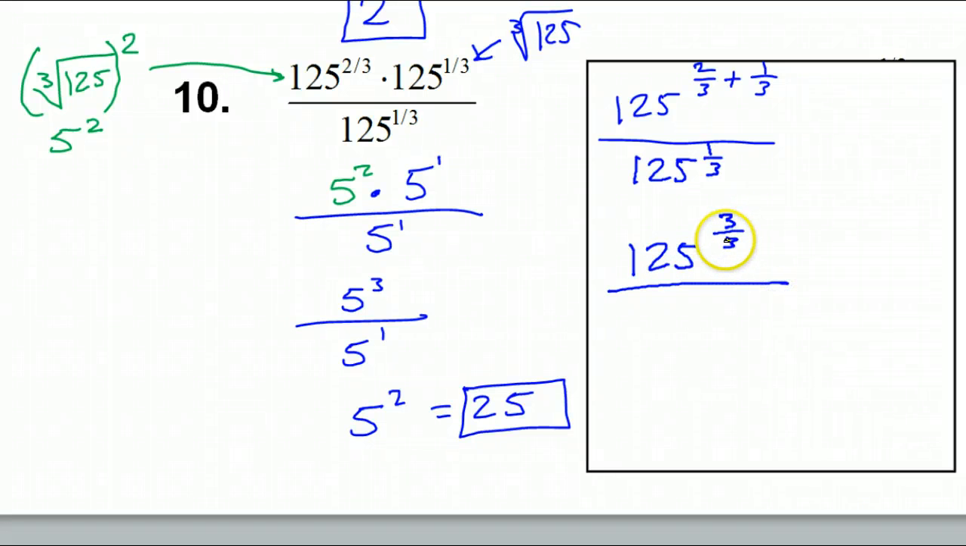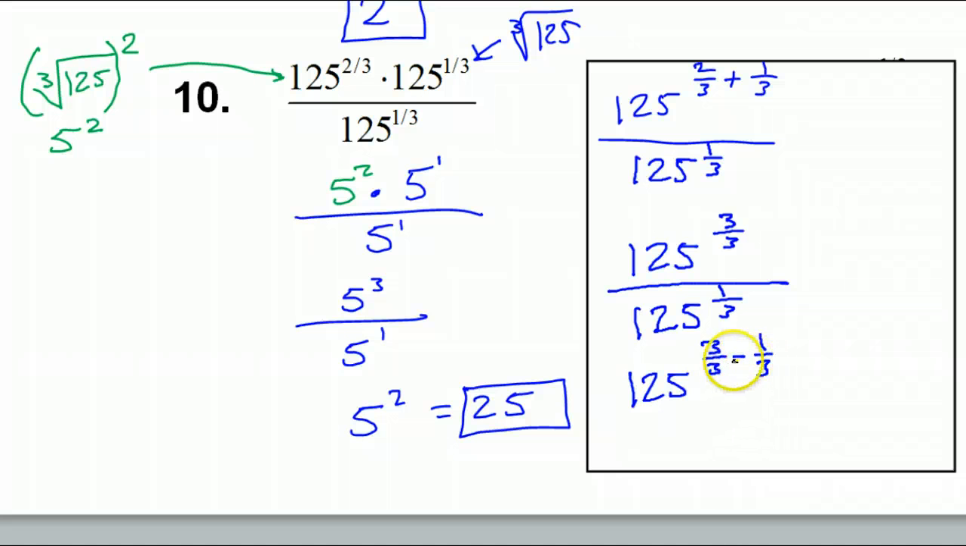Now, obviously that's 1, okay? But there's almost no point in changing it to a 1 right now, because I would just have to change it back to thirds anyway, so I could do the next step. Because the next step, again, the bases are the same, so you can subtract the exponents. So this would be the same as 125 to the 3/3 minus 1/3 power. 3/3 minus 1/3 is 2/3, because 3 minus 1 is 2. So this would be the same thing as 125 to the 2/3 power.